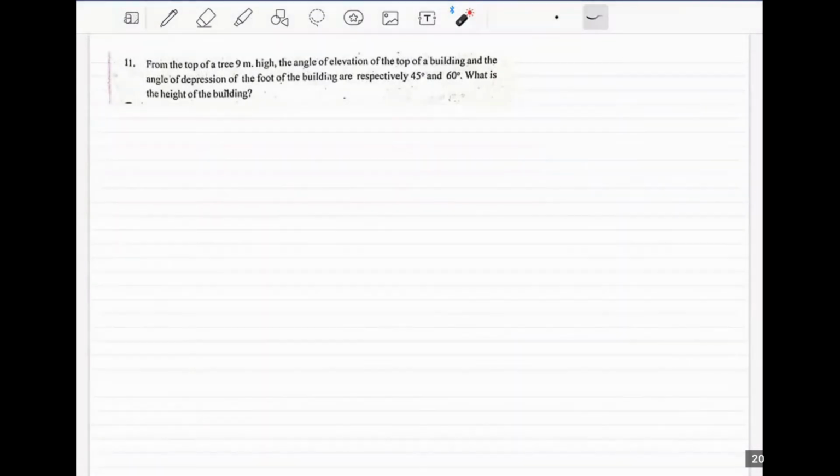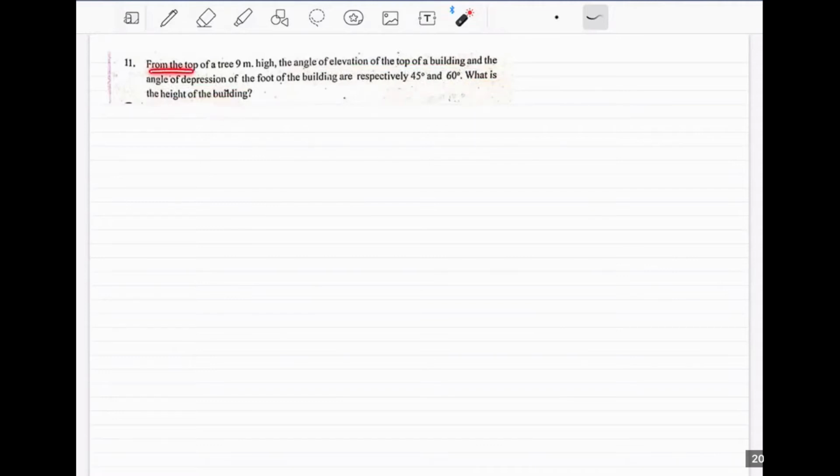It's not very important from your exam point of view, but this is an easier and slightly different one, a little bit different concept. That's why I'm picking it up. Look at what the question is saying: from the top of a tree 9 meter high, the angle of elevation of the top of the building and the angle of depression of the foot of the building are respectively 45 and 60. What is the height of the building?